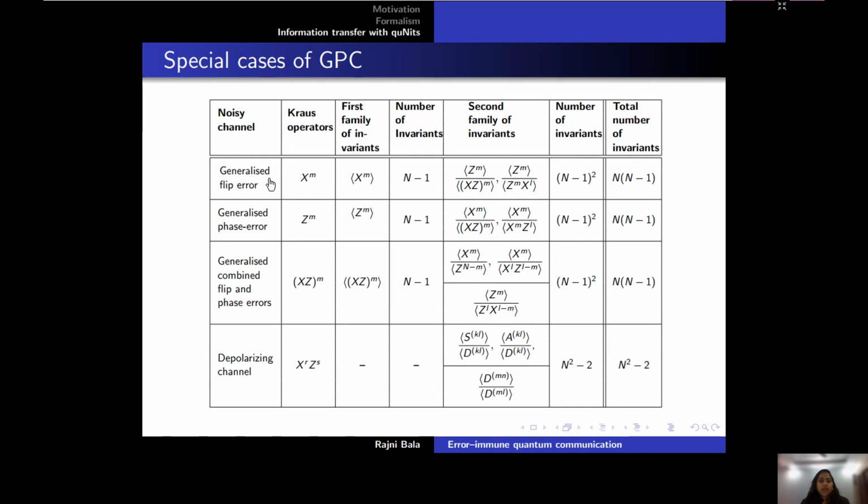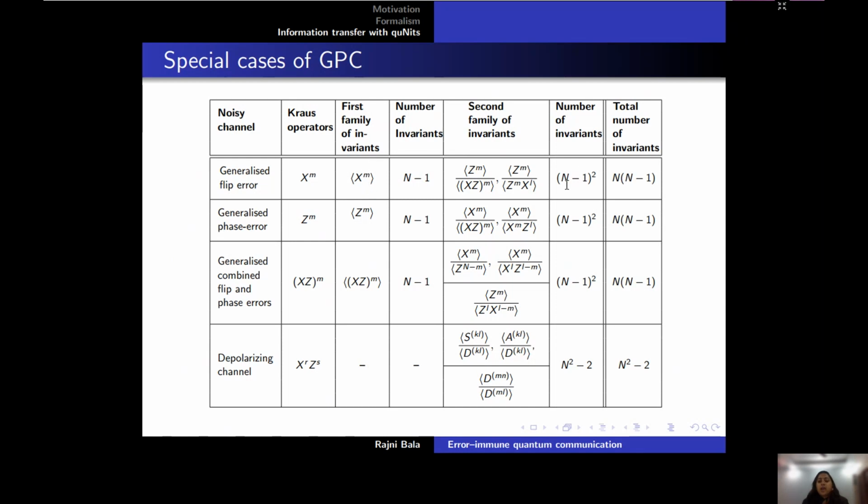Please mind that here we have n cross operators which are acting probabilistically over the state. And what are the probabilities? We have not put any constraint on them. Under such channels, we obtain n minus 1 invariants from the first family, since these are all unitary operators and they commute with each other. Therefore, the expectation values of these operators remain invariant.